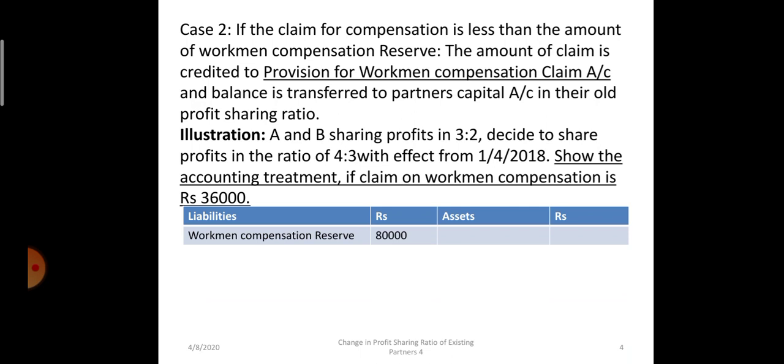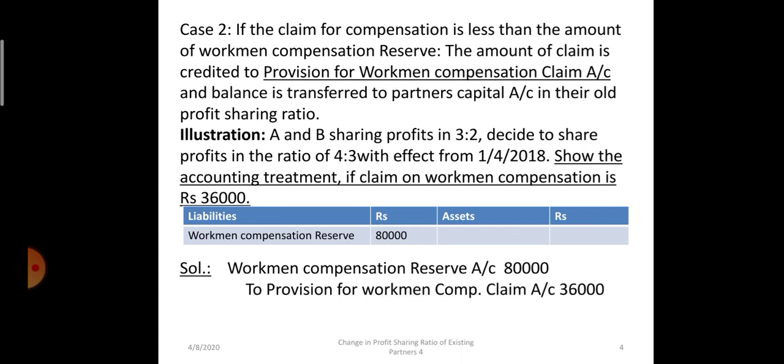Same balance sheet, 80,000 Workmen Compensation Reserve, but here in this case there is a claim. So Workmen Compensation Reserve account debit 80,000 to provision for Workmen Compensation claim. This will be credited 36,000, and the balance 44,000 will be divided among A and B in the ratio of 3:2, which comes to 26,400 and 17,600 rupees.